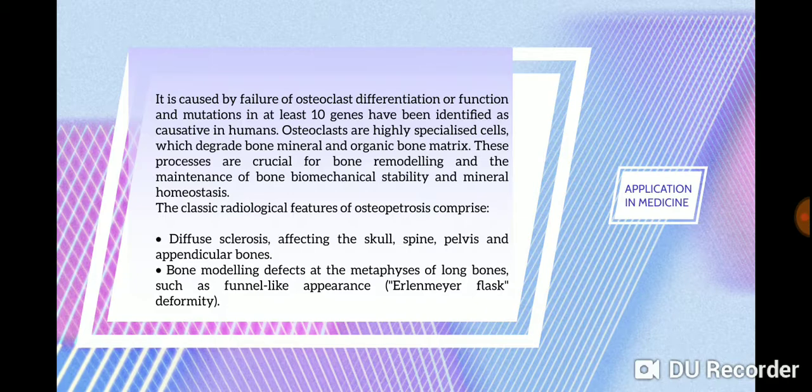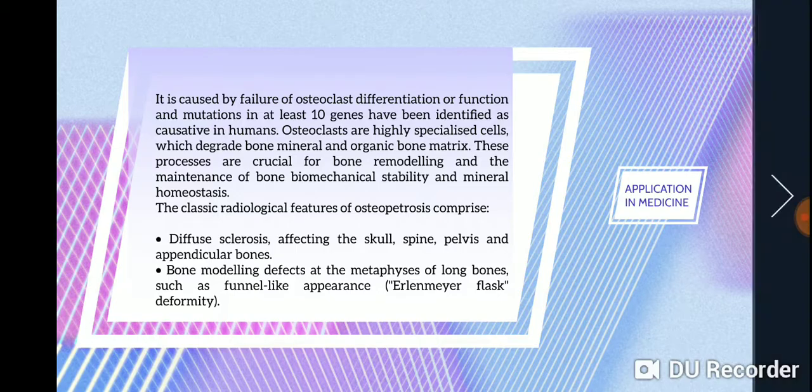The classic radiological features of osteopetrosis comprise diffuse sclerosis affecting the skull, spine, pelvis, and appendicular bones, and bone modeling defects at the metaphysis of long bones, such as funnel-like appearances.